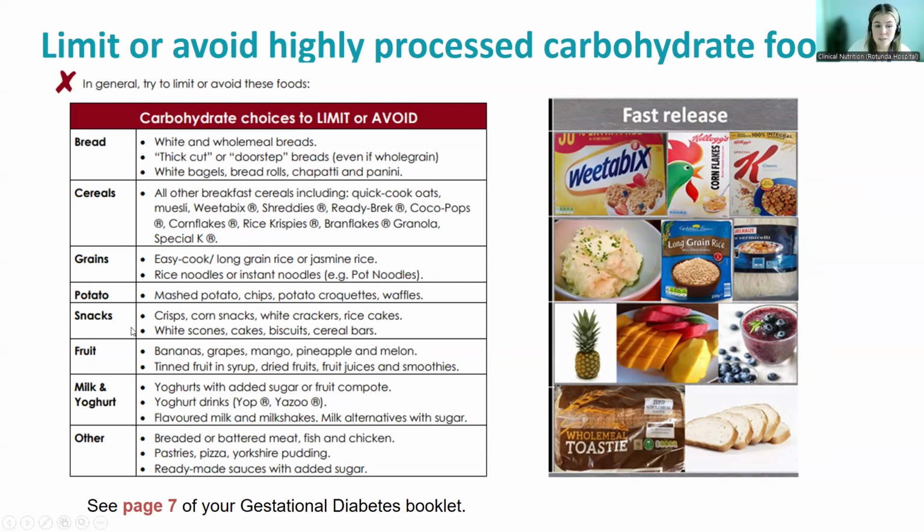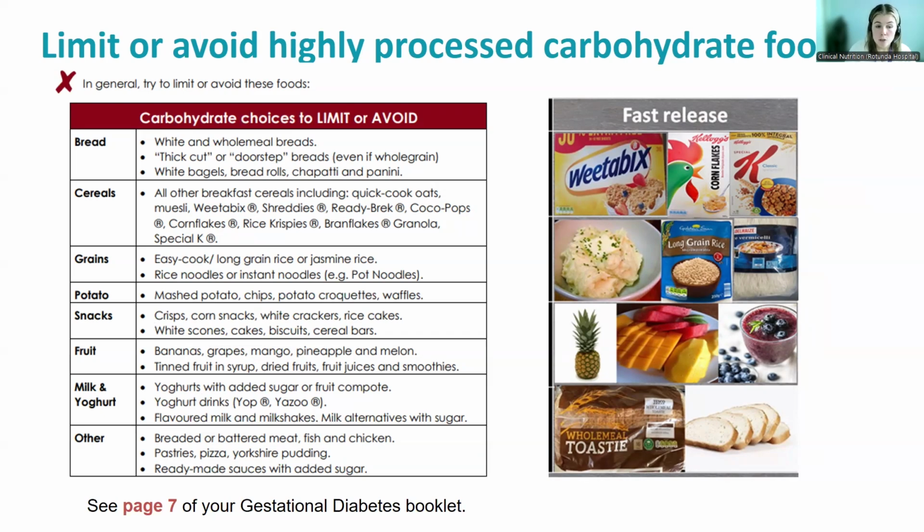Just to touch on snacks, the snacks that we would recommend you to limit or avoid would be things like cream crackers or cakes or biscuits or cereal bars or rice cakes or corn snacks, because we know they'll digest really quickly in your body and spike up the blood sugar levels very easily.